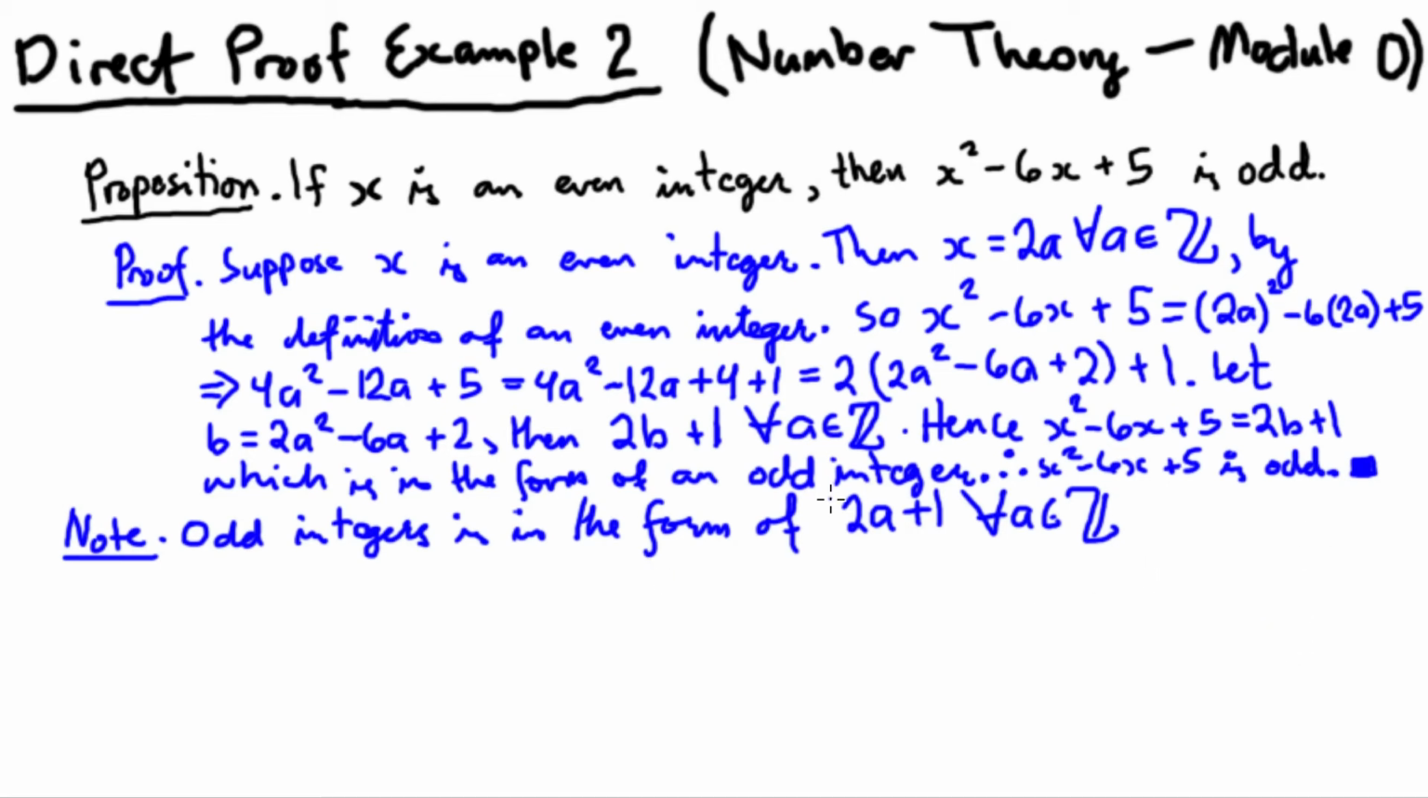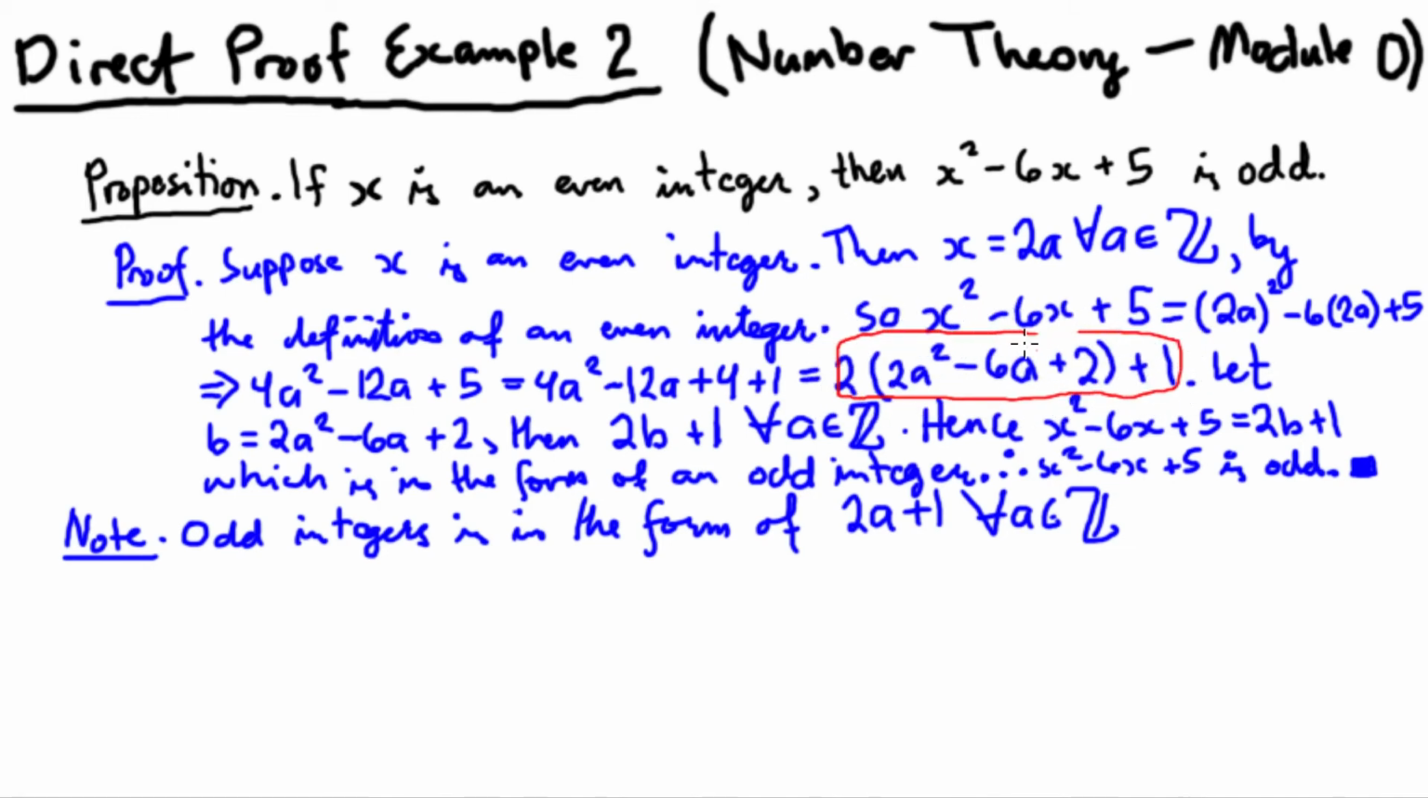Let me review the proof again. Suppose x is an integer. What we did is we wanted to prove that x squared minus 6x plus 5 is odd directly using a direct proof. So we suppose that x is an even integer, which is in the form of 2a for some a in the integers, by the definition of an even number. Then we have x squared minus 6x plus 5, and we substitute all the x's by 2a, leading us to this statement.